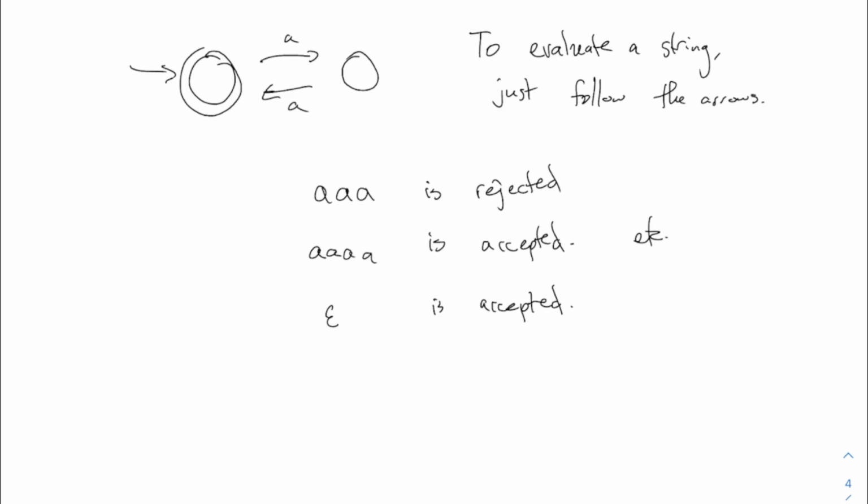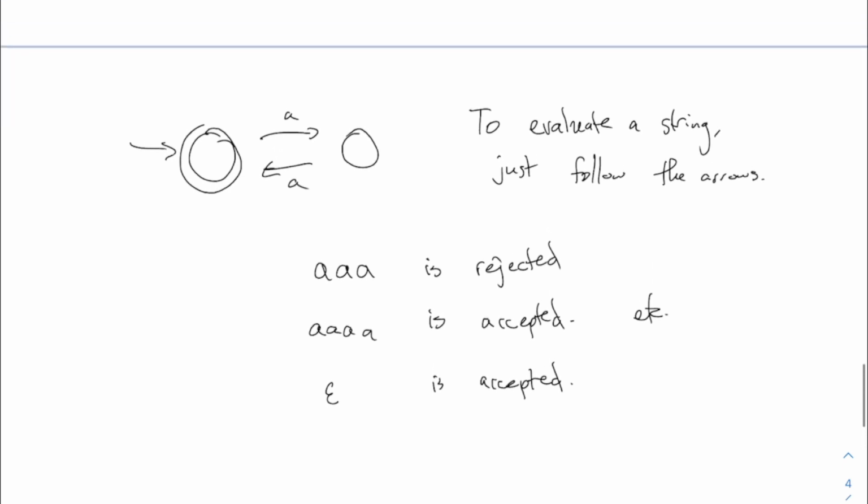Any thoughts about that? This is our baby's first DFA. It really works. So a typical homework problem would be something like, I describe to you a language, and then you create a DFA which accepts that language. This one accepts the language of strings which have even length. Remember, when I say language, I just mean set. So this is the set of all strings with even length. All right? Let's try some more.